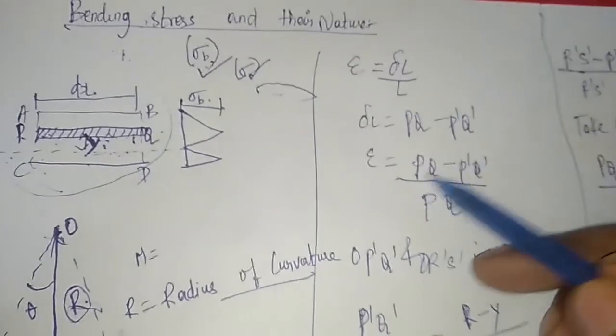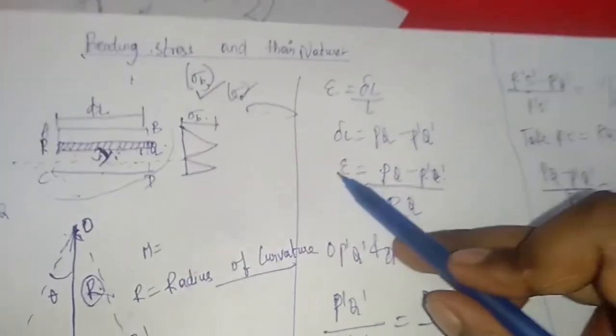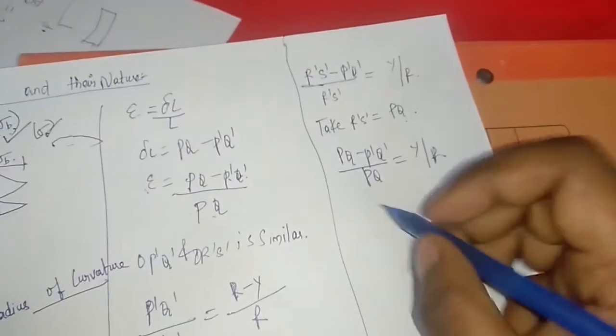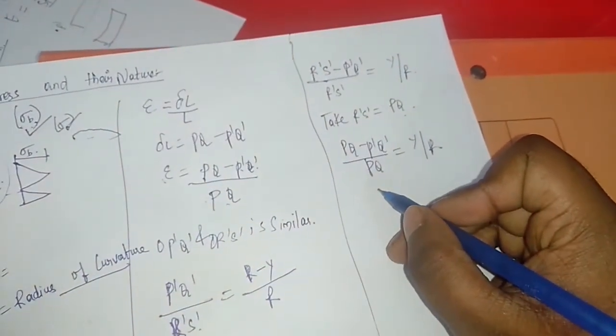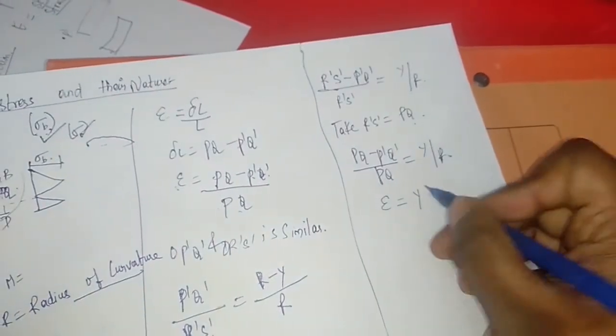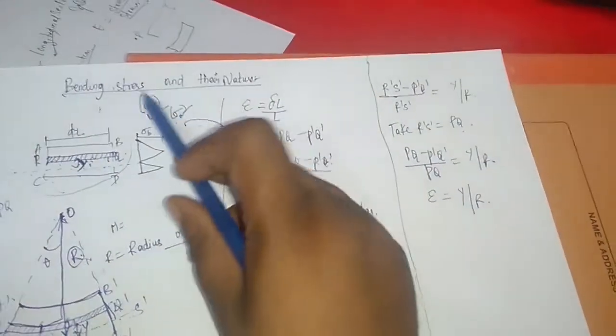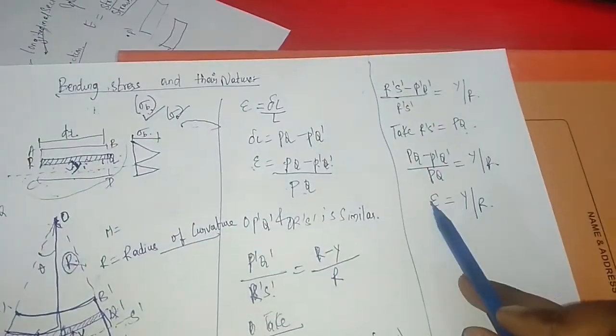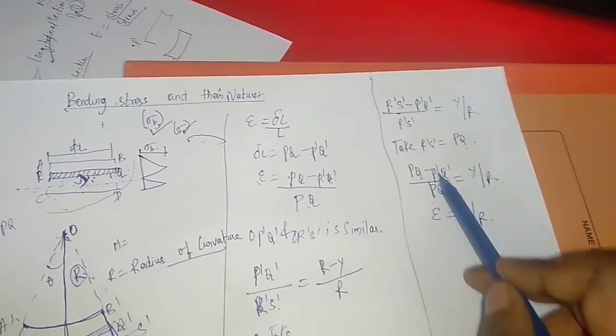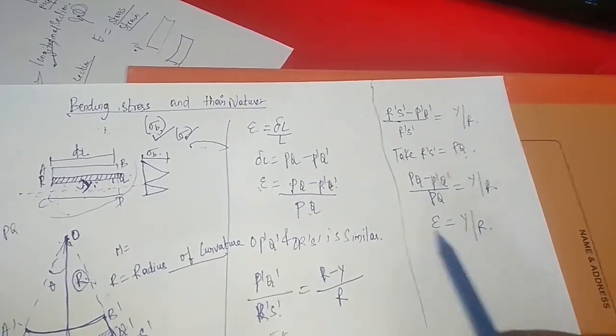You already know the strain. What is strain? PQ minus P dash Q dash by PQ is equal to strain. So we can substitute that, right? So strain is equal to Y by R. Sorry, I said stress earlier, this is strain. We have got strain equal to Y by R. We have to find the bending stress, that is sigma B.